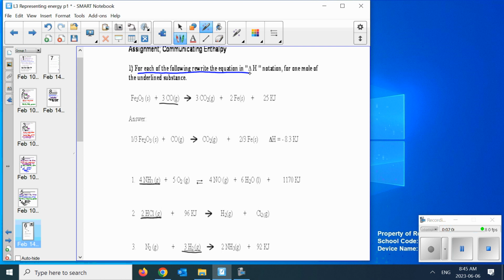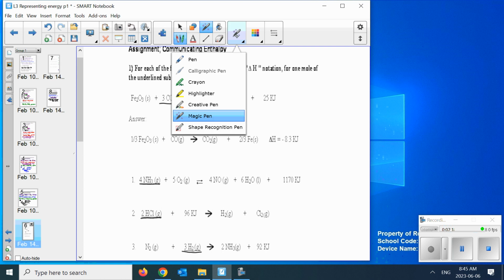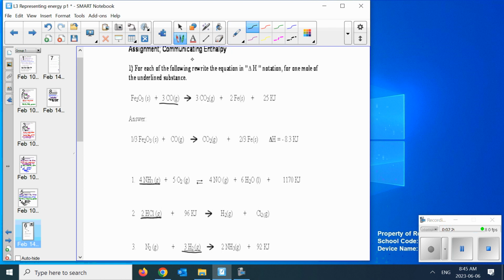Following, rewrite the equation with that delta H notation, but one more thing. You're going to do this for the reaction of 1 mole of the underlined substance. So here's what we've got to think. I've underlined CO in this. There's a 3 in front of the CO, carbon monoxide. I want to get 1. I have to divide everything by 3.